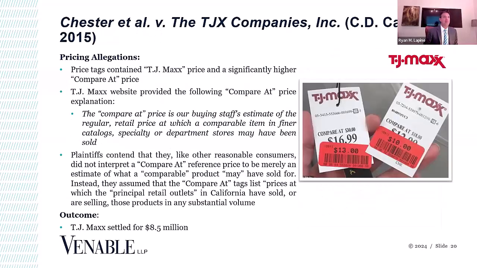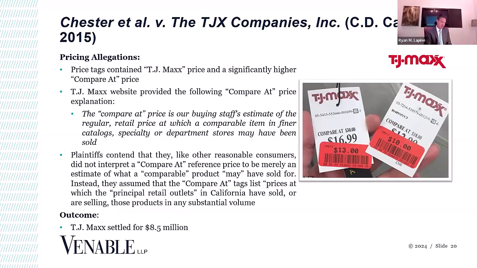I'm going to go back a little bit in time to TJ Maxx. TJ Maxx, national retailer, and you often at TJ Maxx would see these compare at stickers. And what was meant by compare at? And the complaint in this case was fantastic. The lawyer said plaintiffs shop at TJ Maxx because the company promises that they can get brand name products for up to 60% off department store prices.